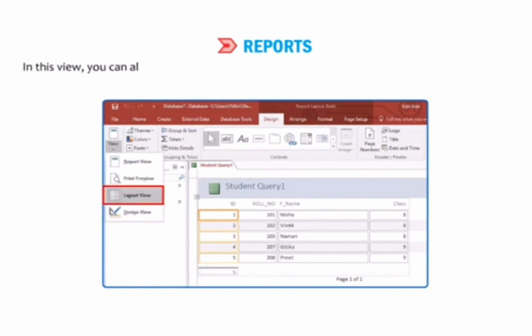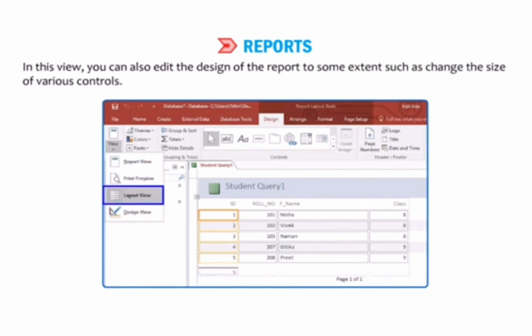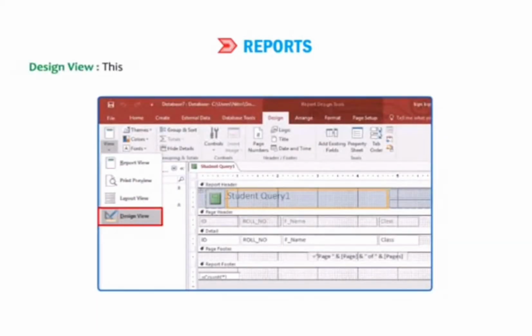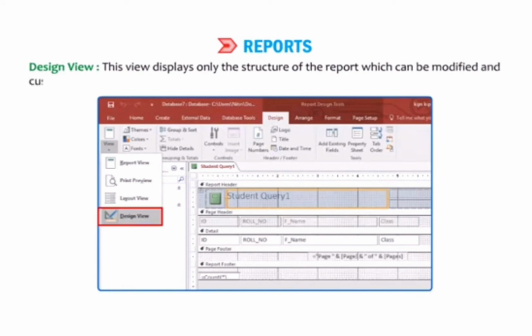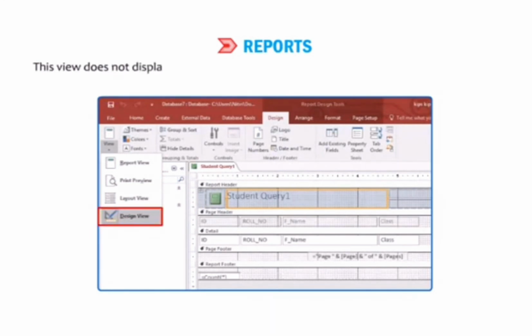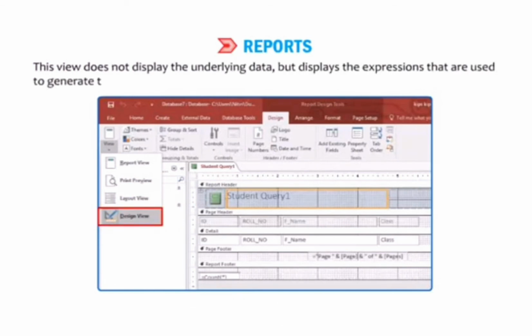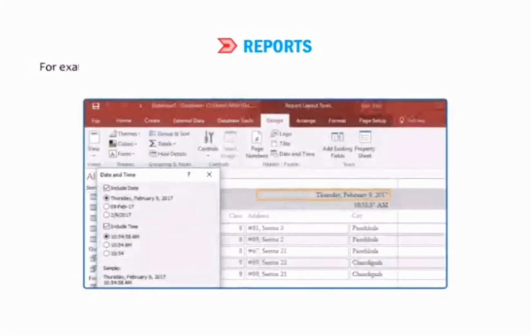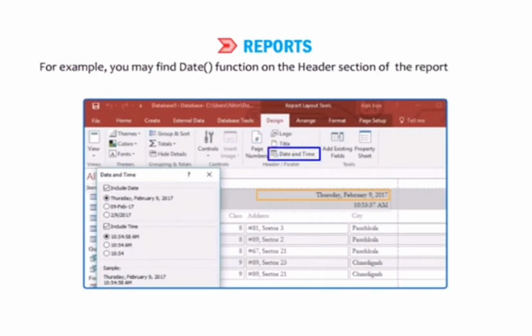In this view, you can also edit the design of the report to some extent, such as change the size of various controls. Design View. This view displays only the structure of the report, which can be modified and customized as per the requirement. This view does not display the underlying data but displays the expressions that are used to generate the content. For example, you may find date function on the header section of the report but not the actual date.